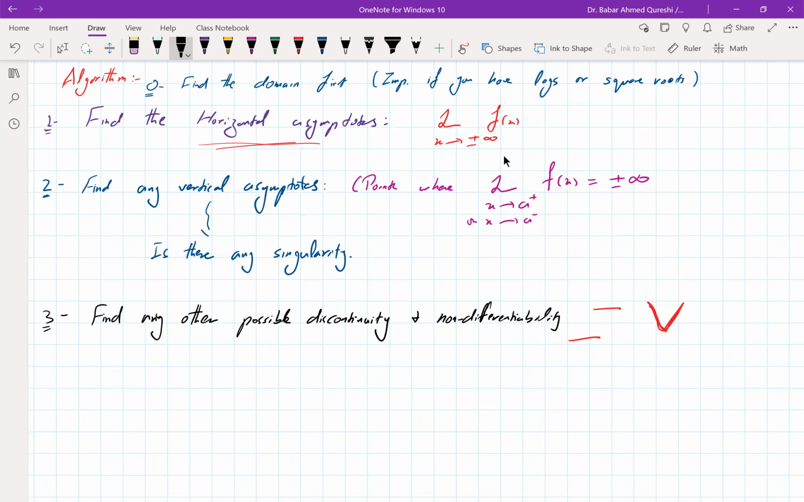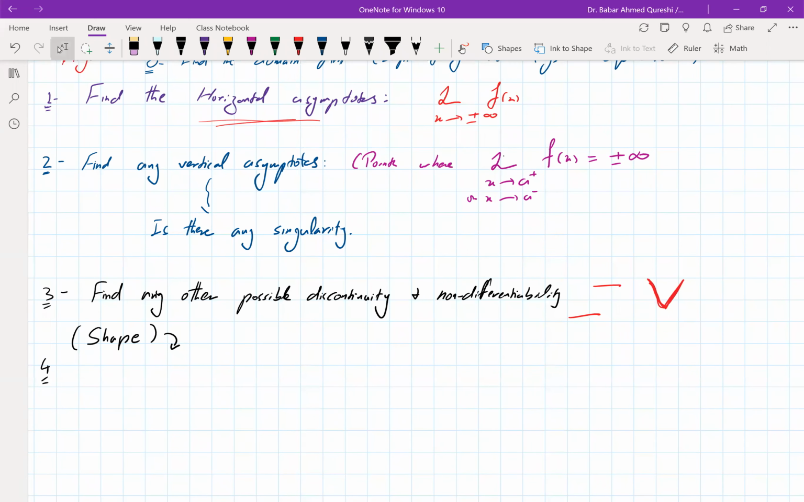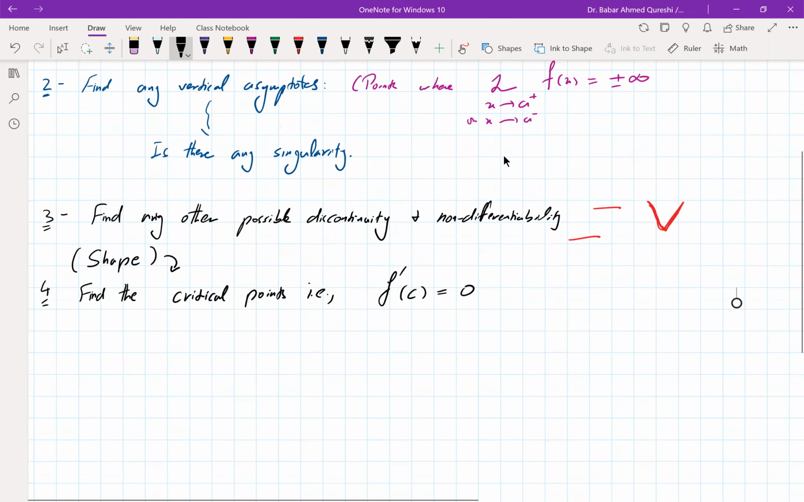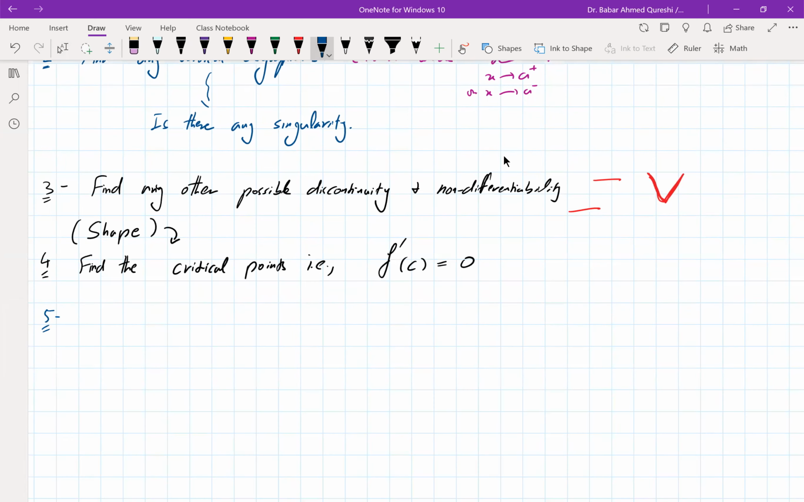So once you have resolved these singularities, now you come to shape. This is resolved in the rest of the algorithm, which is to find the critical points, that is, all those points where the first derivative is zero. Then the rest of the algorithm is optional, depending on the route you want to take.